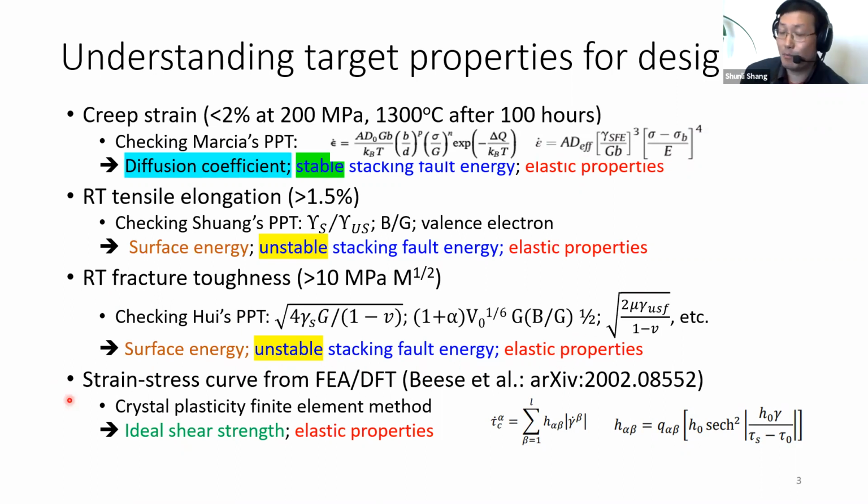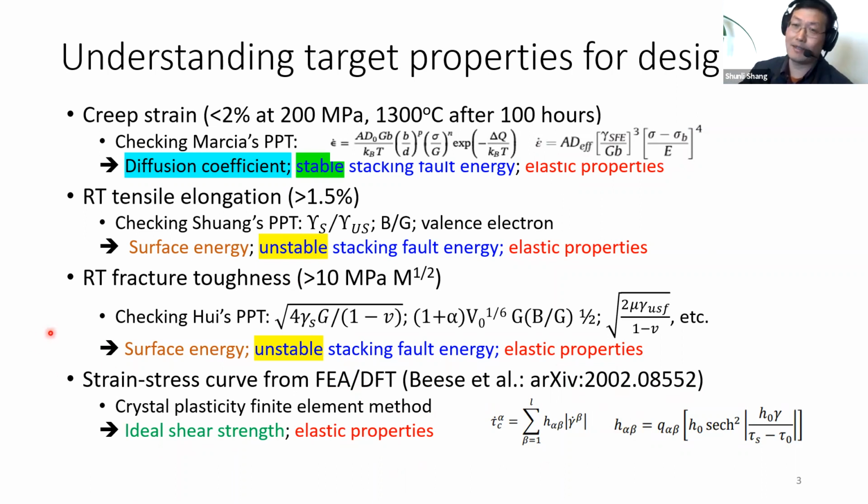Also, based on Dr. B's work in their group, the strain stress curve can be predicted by finite element simulation plus the input with DFT. This model is in this publication, on arXiv. And also the major inputs are 2 properties: one is the ideal shear stress and the other is the elastic properties. These are all the target properties.